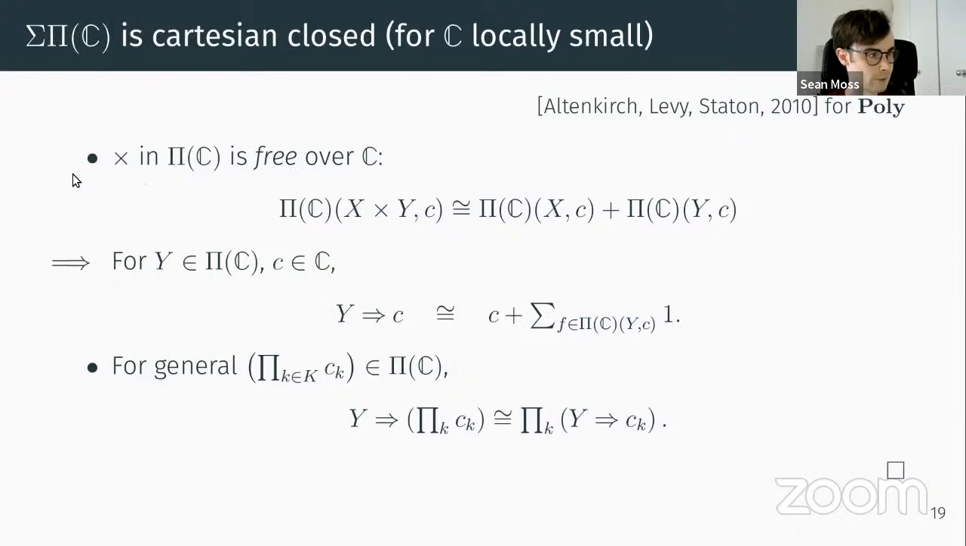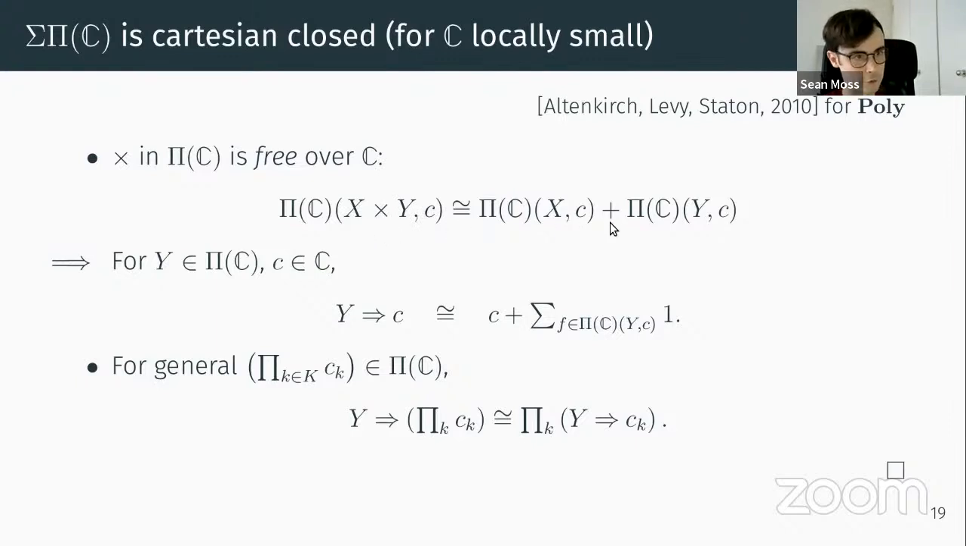So the thing that really powers it through is that the Cartesian monoidal product in pi of C is free over C. So if I have a map from a binary product into a representable, then this Hom set decomposes as just the disjoint union of two Hom sets, because every map from X times Y to C factors through either the projection down to X or down to Y.